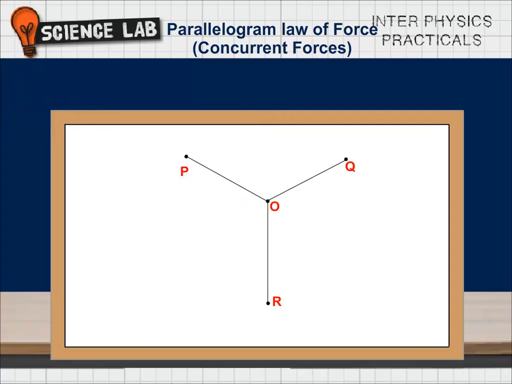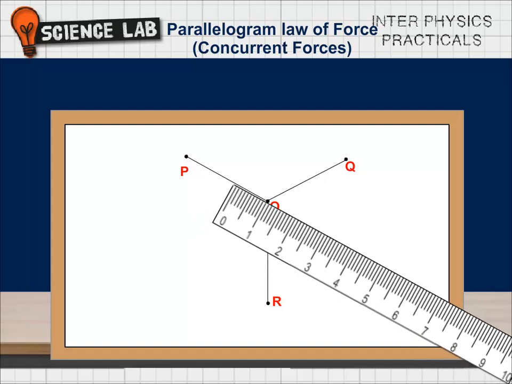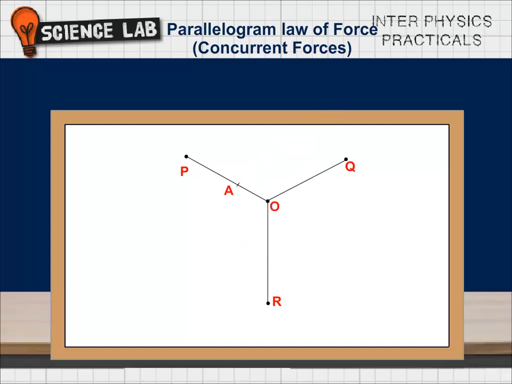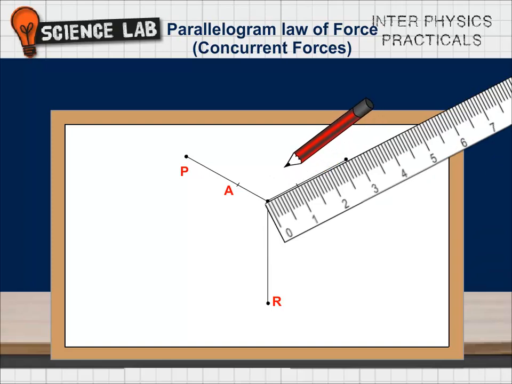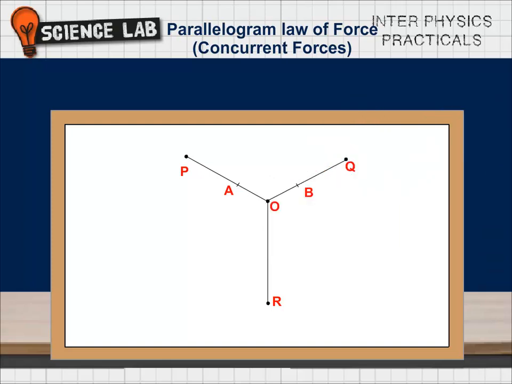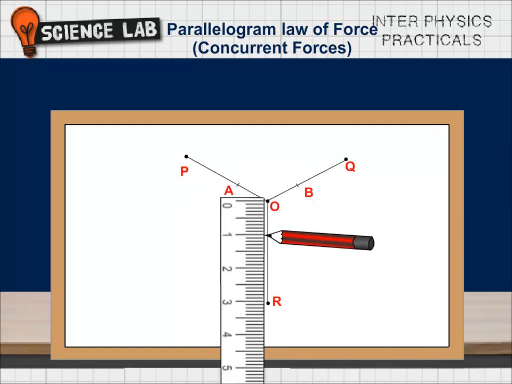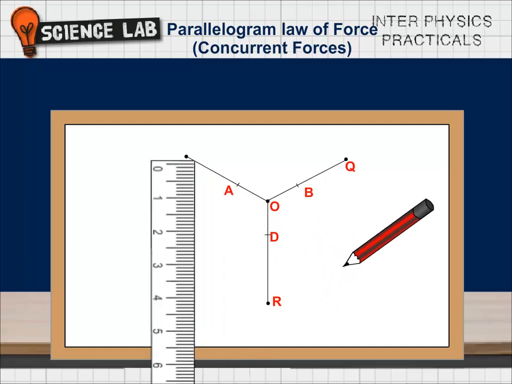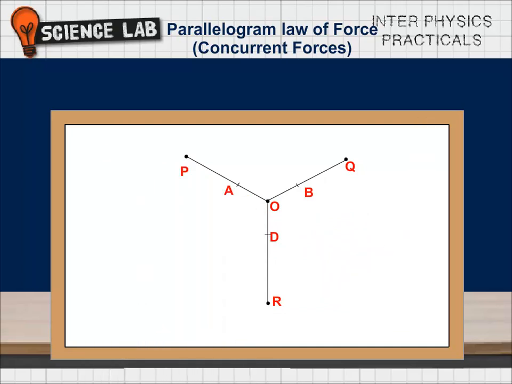Verification of parallelogram law of forces. Use the scale 50 grams is equal to 1 centimeter. Mark the point A on line OP such that OA into scale gives the weight suspended at P. Mark the point B on line OQ such that OB into scale gives the weight suspended at Q. Mark the point D on line OR such that OD into scale gives the weight suspended at R.